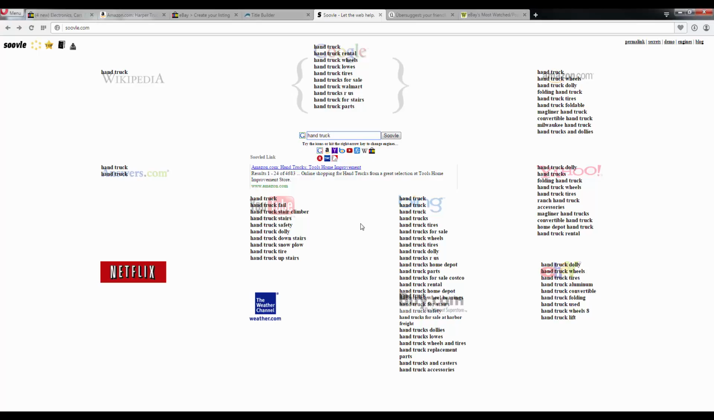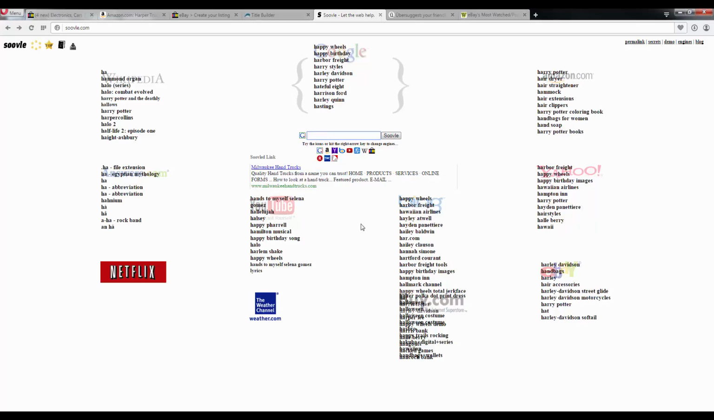Let's say we wanted to look up another living room set, okay? Let's look up a dining room table.